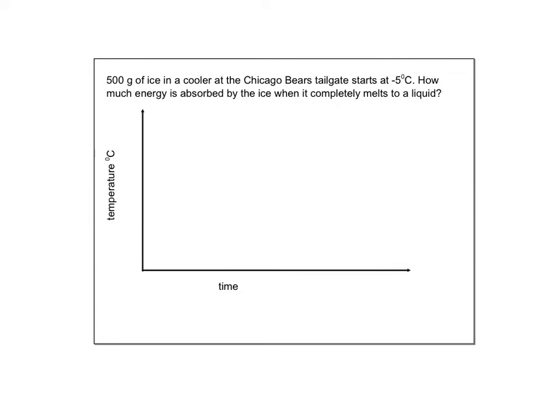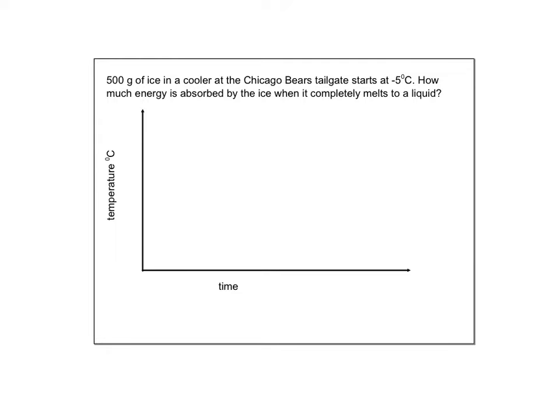All right, so here's a typical problem. It says 500 grams of ice in a cooler at the Chicago Bears tailgate starts at -5. How much energy is absorbed when the ice completely melts? I think the hardest part for kids is, where do I start these problems? A full problem will go from a negative temperature to a temperature above 100. This one does not. So it's sometimes challenging to figure out where we should even start.